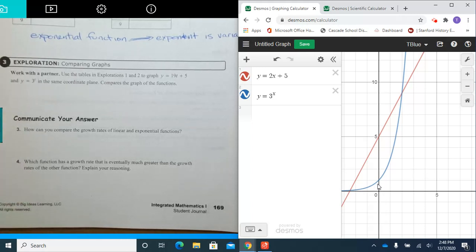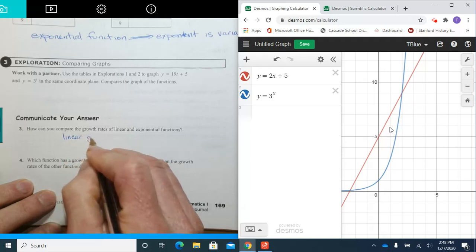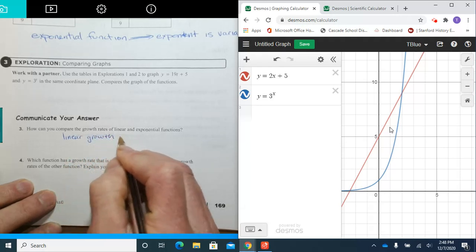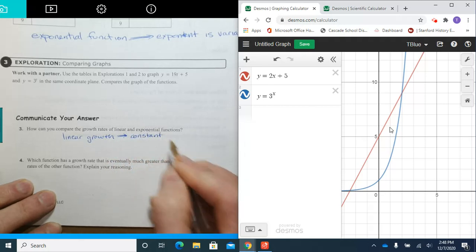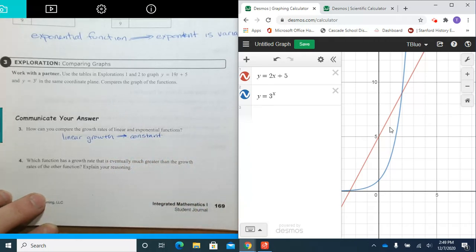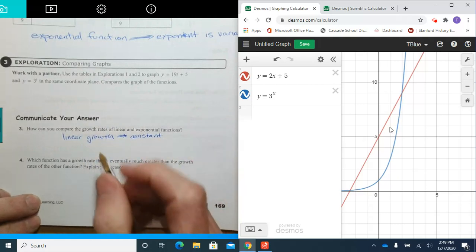However, this exponential function, here it's growing relatively slowly. Here it's growing a little bit faster, here it's growing faster still, and here it's growing incredibly fast. So a linear growth is constant. Now make sure you're filling out your workbook, your student journal, while I'm filling out mine, because that is part of your grade. So make sure it's filled out, have a picture of it in there too.